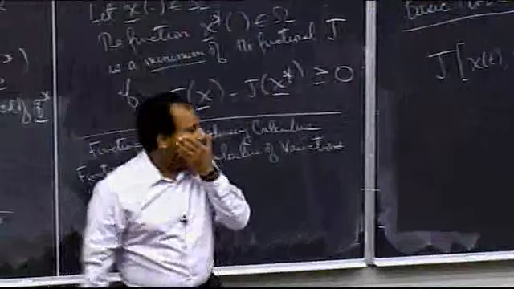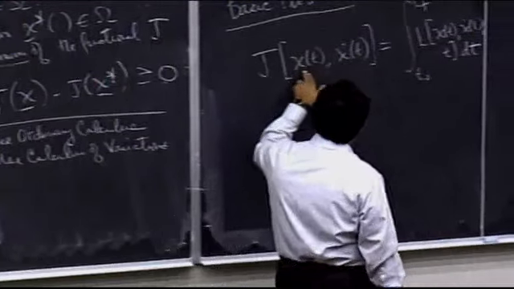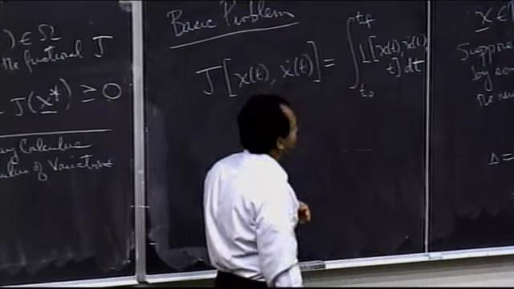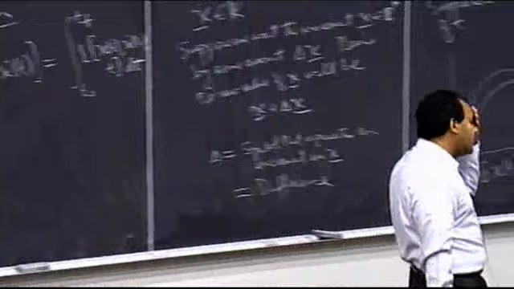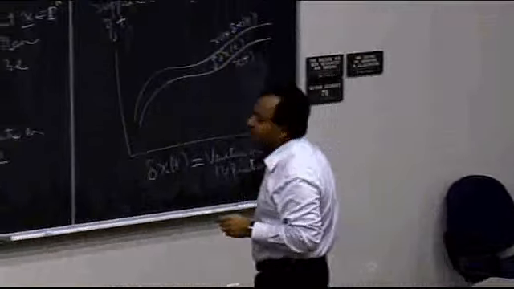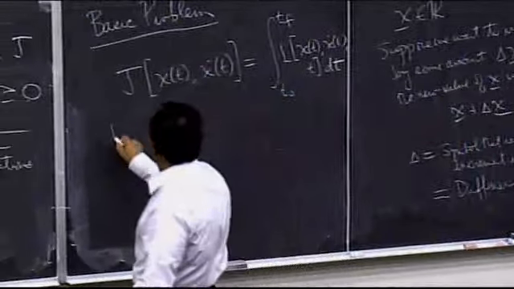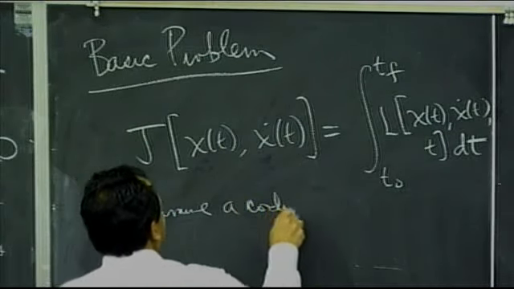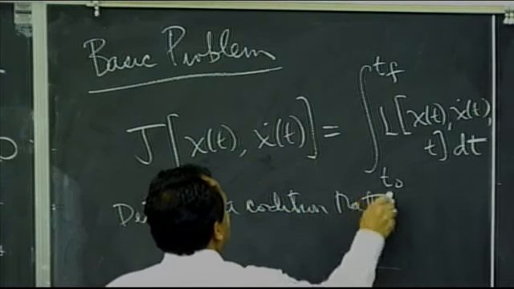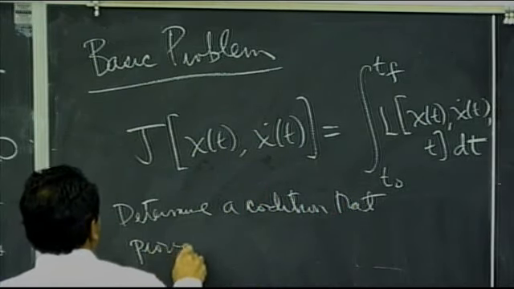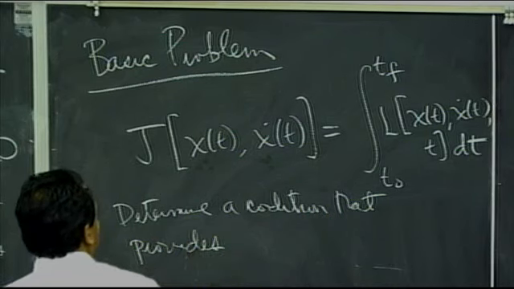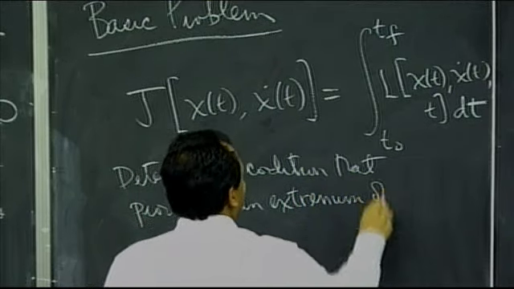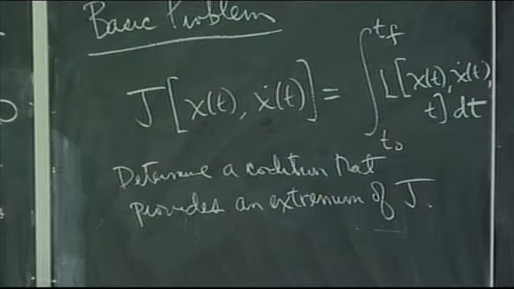Okay. The input is this function x. There's also the derivative of x. So I'm inputting both of these into this. And what I want to do is determine a condition. So the goal of this is to determine a condition that provides an extremum of j. What does it mean to have an extremum of j?